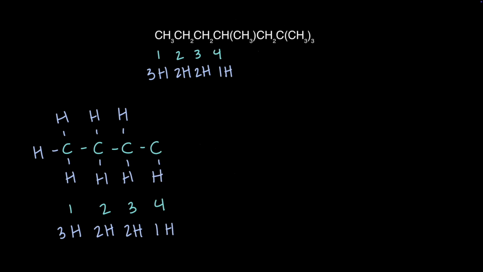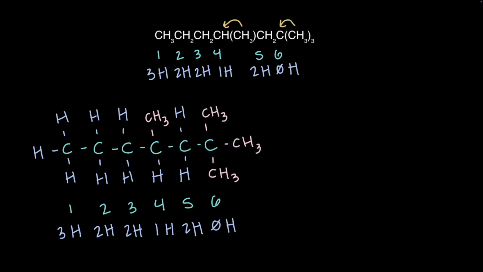Next is a CH group with a parentheses of CH3 after. This tells us that the CH3 group is bonded directly to the CH group in the parent chain. After, we will have a CH2 group and then a C with 3 other CH3 groups bonded to it. Each carbon has 4 bonds, so we have completed the Lewis structure.